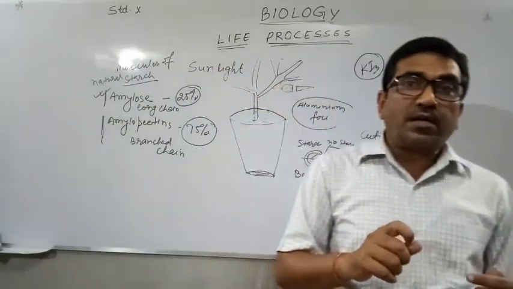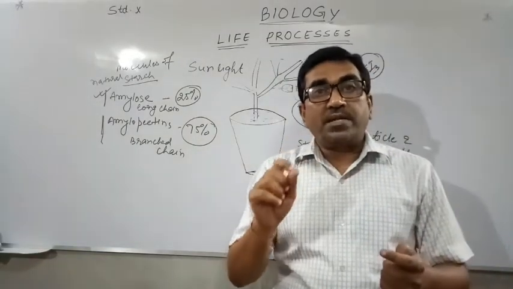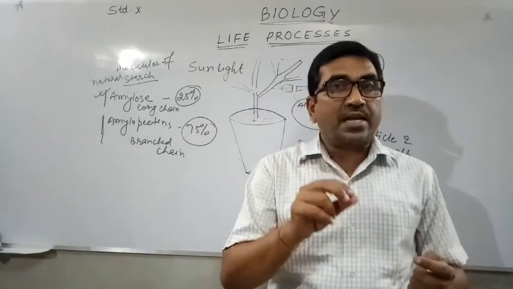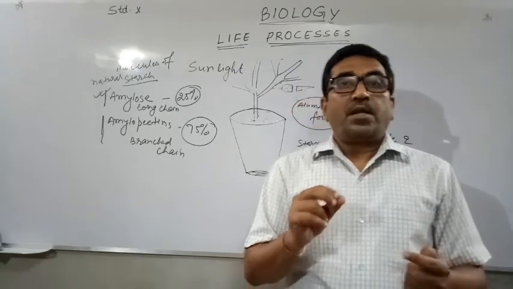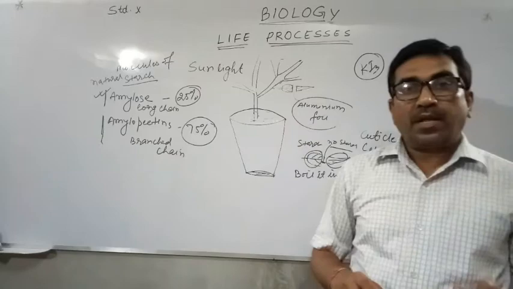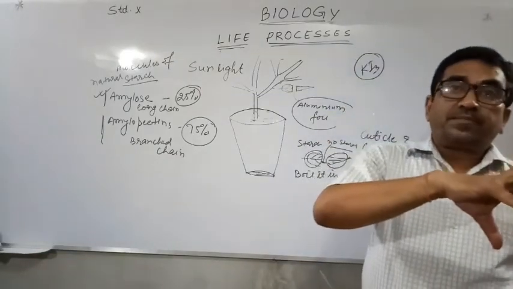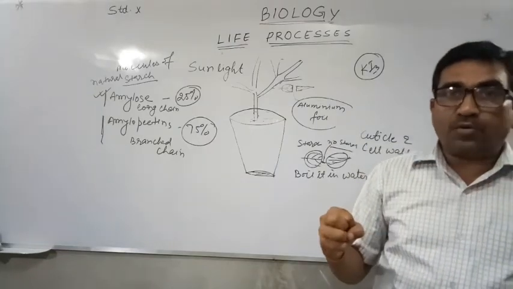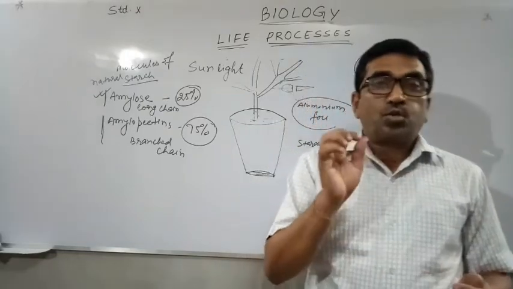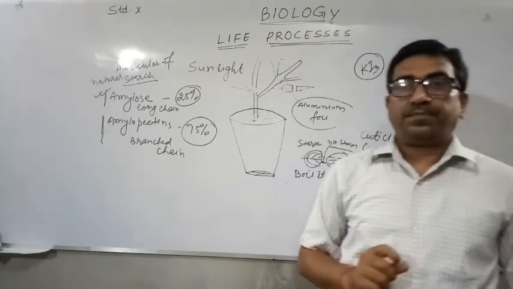What happens when we boil it in water? Boiling in water kills the leaf. It softens the cuticle and the cell wall. Then we boil it in alcohol indirectly. When we boil it in alcohol, all its chlorophyll is taken out. It becomes colorless. We wash it properly so that no pigment of chlorophyll remains stuck to it.